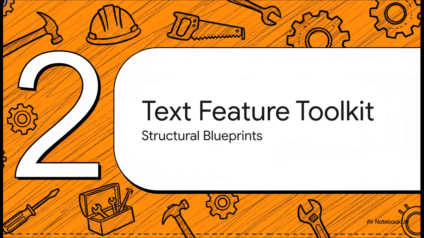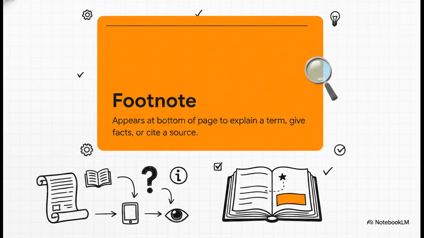Moving right along to Section 2, your text feature toolkit. First up in the toolkit, we have the footnote. A footnote appears at the bottom of the page to explain a term, give extra facts, or cite a source. Basically, a footnote is your immediate receipt of evidence. It drops a vital fact right at the bottom of the exact page you're reading. Imagine you're reading a super dense historical document, and you hit a word you just don't know. Boom! You look down, and the footnote defines it for you without forcing you to pull out a dictionary. It's instant, completely accessible knowledge.